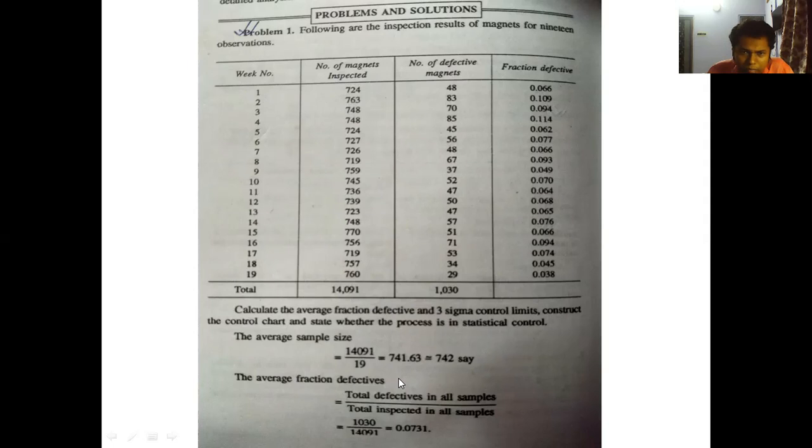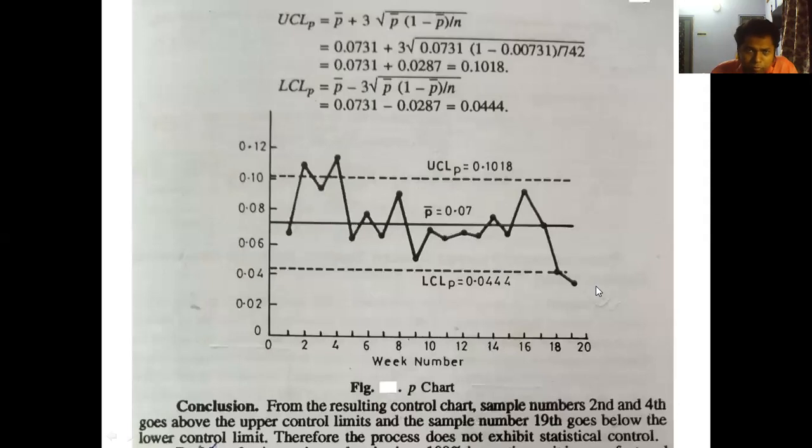So what is your average fraction defective? That is total defectives in all samples divided by total inspected in all samples, 1033 divided by 1401. Or you can also take the average of the fraction defectives to determine the average fraction defective.